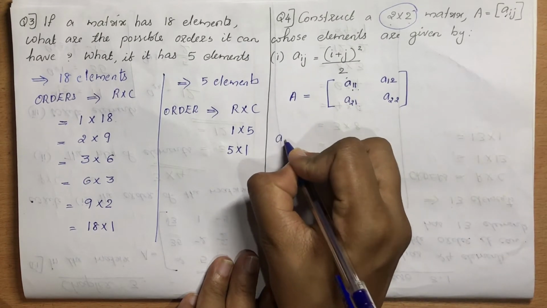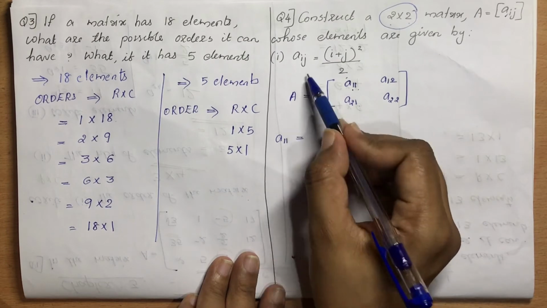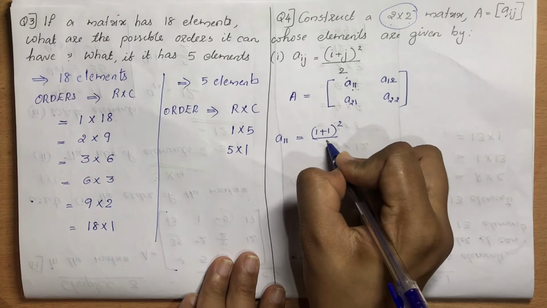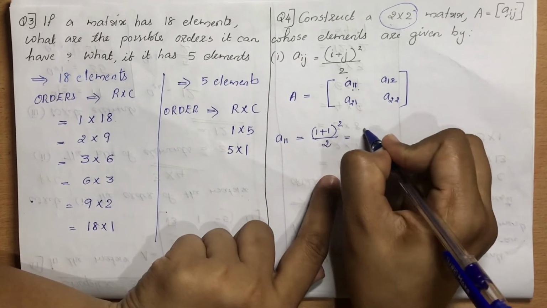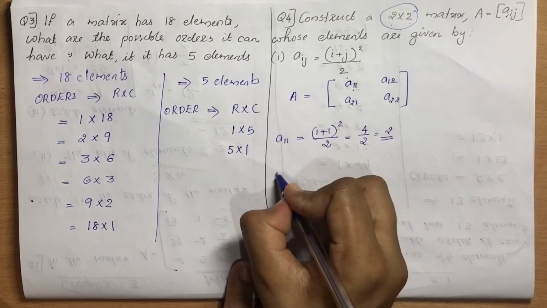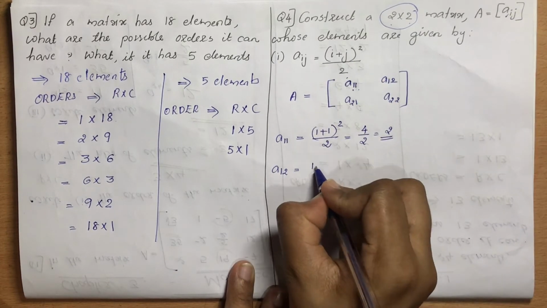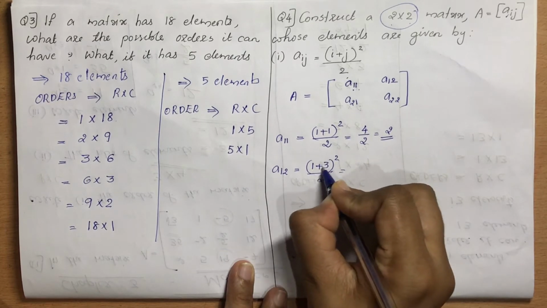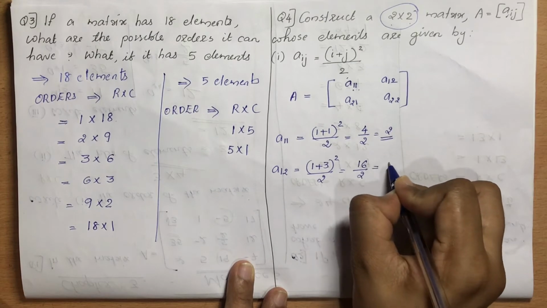For A11, how can we find it? Instead of i it is 1, j is 1. That means (1 plus 1) the whole square by 2. 1 plus 1 is 2. 2 square is how much? 4. 4 by 2 is 2. Next, A12. A12 means i plus j, that means (1 plus 3) the whole square by 2. 1 plus 3 is 4. 4 square is 16. 16 by 2 is 8.